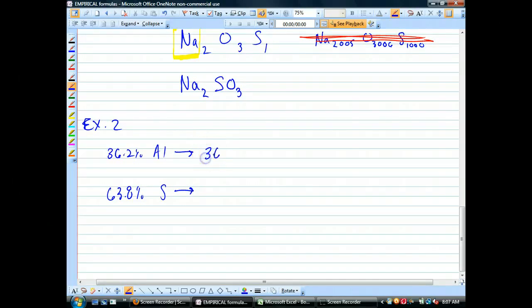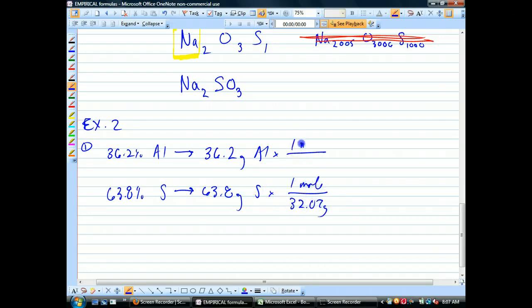So first of all, we just change this right into grams. Make sure you understand why we're doing that, why we can say 36.2 grams. It's because we are, again, assuming 100 grams. 63.8 grams of sulfur. Now we convert to moles. And aluminum is 26.98 grams.